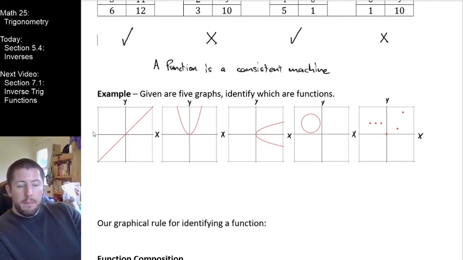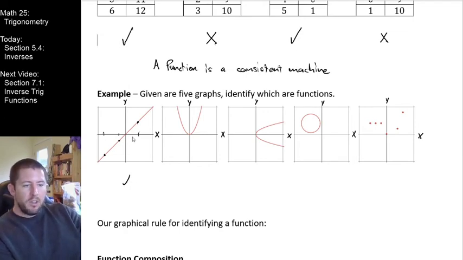In the first one, I'm asking myself, if I go to any one X location, are there any times that I have an X value that's associated with two different Y values, two possible different outputs for an input? Remember that your input axis is the horizontal axis, your output axis is the vertical axis. And I see here, no. Anywhere that I go, any X value that I pick, there's one Y value. Pick an X value, one Y value. Pick an X value, one Y value that goes with it. This seems to be consistently giving me one Y value associated with every single X value.